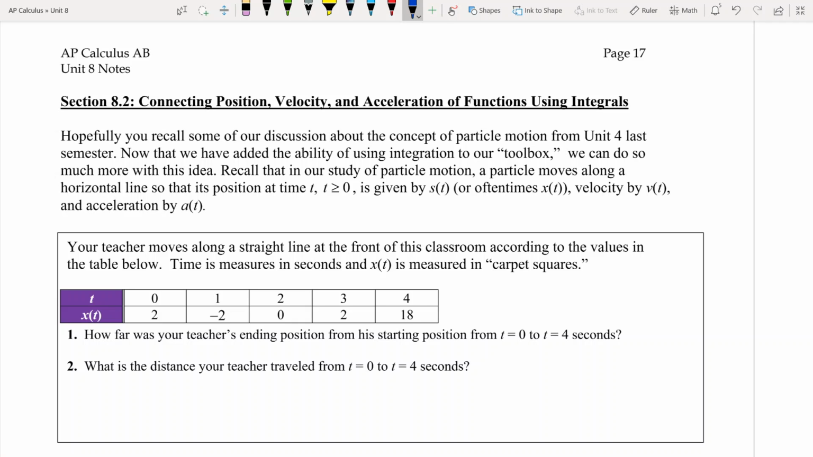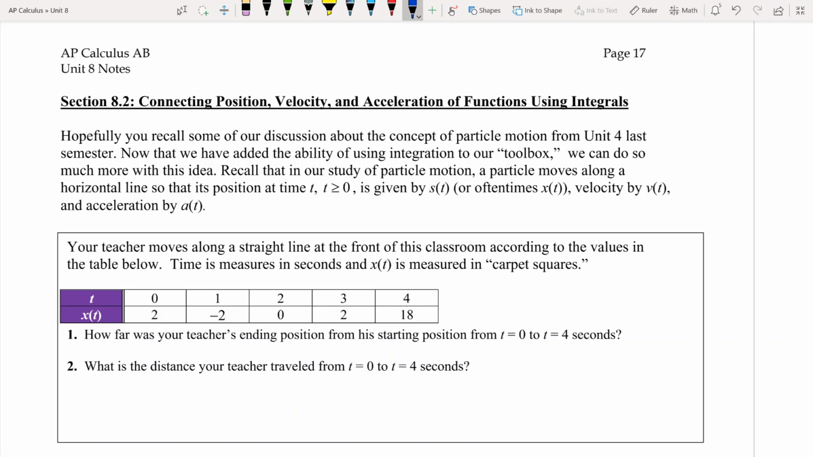As we jump into section 8.2, we're going to do a quick review of our position, velocity, and acceleration back from Unit 4. Remember that position, velocity, and acceleration can be related by derivatives. Velocity is the derivative of position. Acceleration is the derivative of velocity.